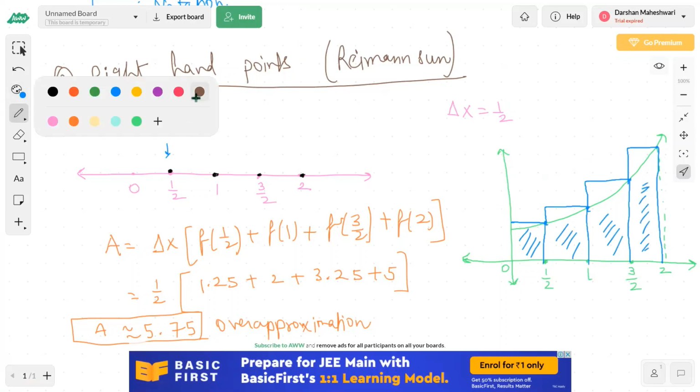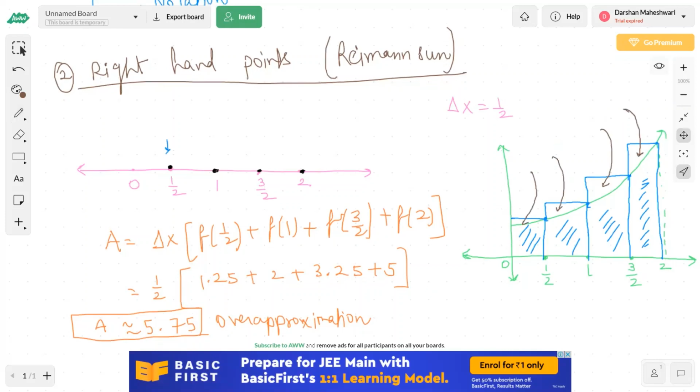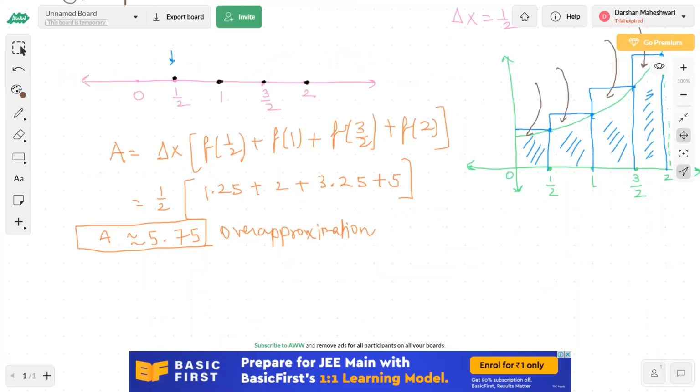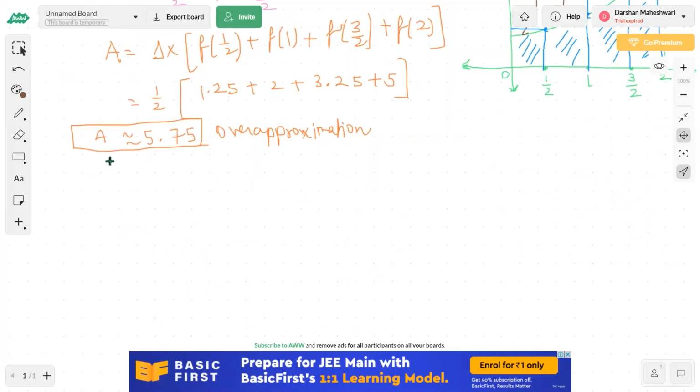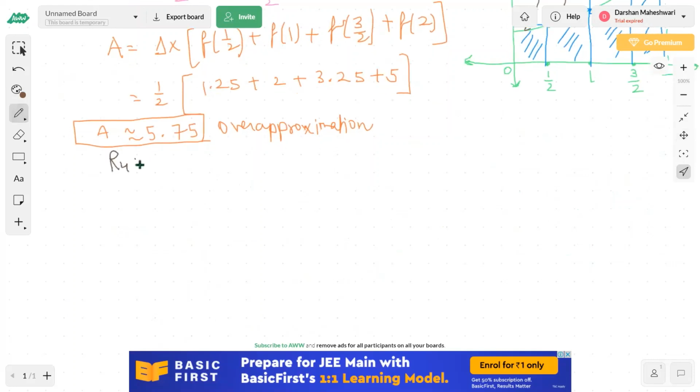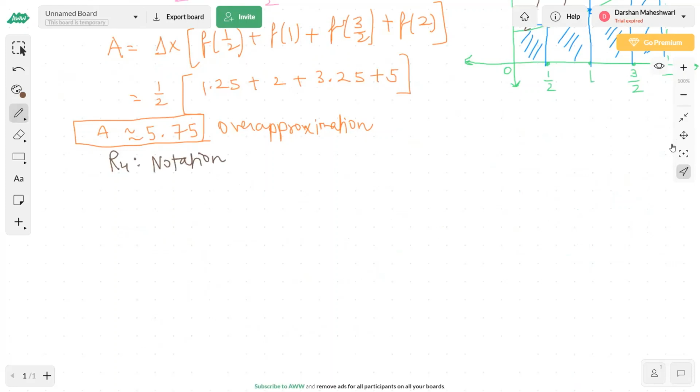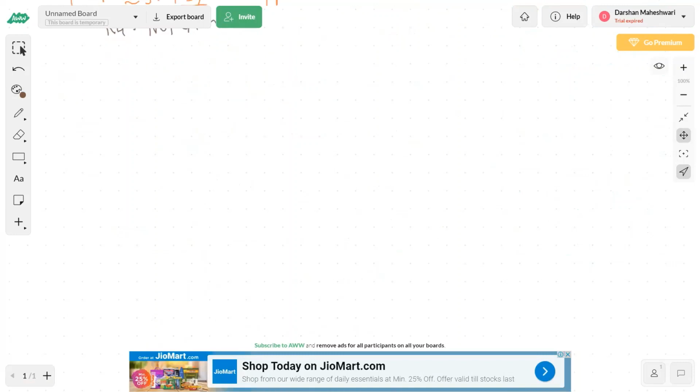So the area which we are getting is more than the actual area, because the rectangles are actually above the curve. This means that this part is actually extra in our calculation. That's why the area which we are getting is more than the actual area. And just like L4, this one is denoted by R4. This is the notation for the area using the right side Riemann sum with four rectangles.